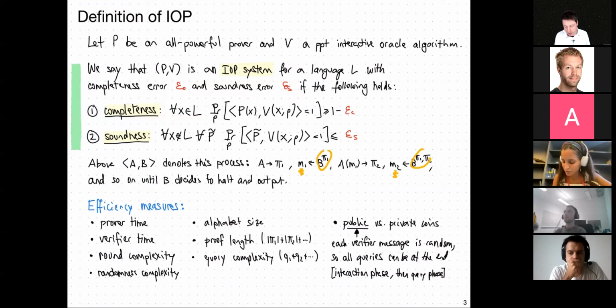And you can think about it as some sort of interaction phase followed by a query phase, okay? And I'll say it right now, all the constructions of IOPs that we will see are public coin, where there is an interaction phase, and after the interaction phase there is a query phase, or you can call it a decision phase, where after the interaction you query the oracles and decide what to do.